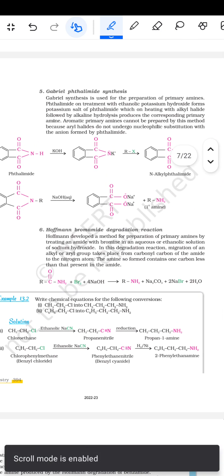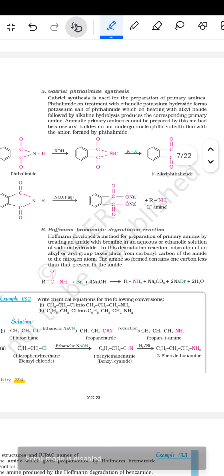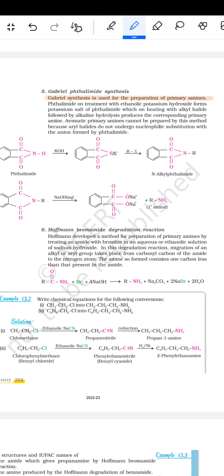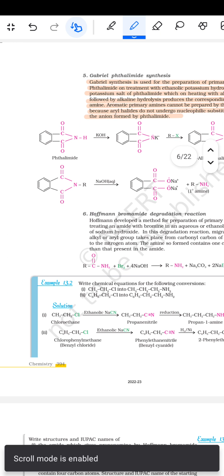फिर आता है गैब्रियल थैलिमाइड सिंथेसिस. Gabriel synthesis is used for the preparation of the primary amines. Phthalimide on treatment with ethanolic potassium hydroxide forms potassium salt of phthalimide, which on heating with the alkyl halide followed by alkaline hydrolysis produces the corresponding primary amine. Aromatic primary amines cannot be prepared by this method because aryl halides do not undergo nucleophilic substitution with the anion formed by the phthalimide.